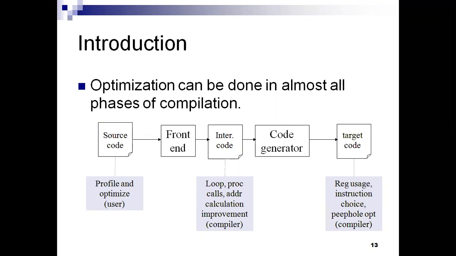Loops, procedure calls, address calculations, and these are all the improvements. That means here we do the optimization, and that optimization is performed by the compiler. Here only two parties are involved: one is a programmer and another one is a compiler, right? So finally, it is a code generator, and what we're generating is the target code. And here register usage, instruction choice, and peephole optimizations are again all done by the compilers.